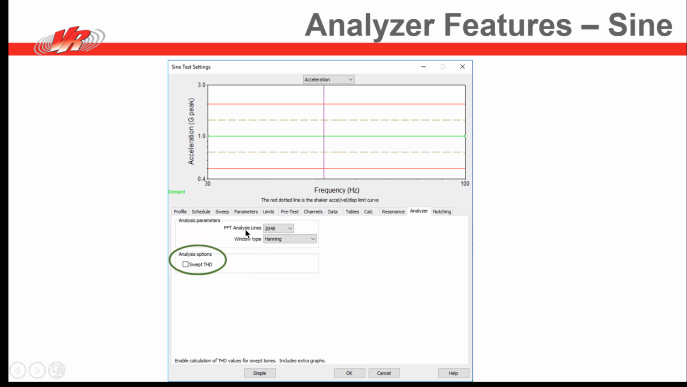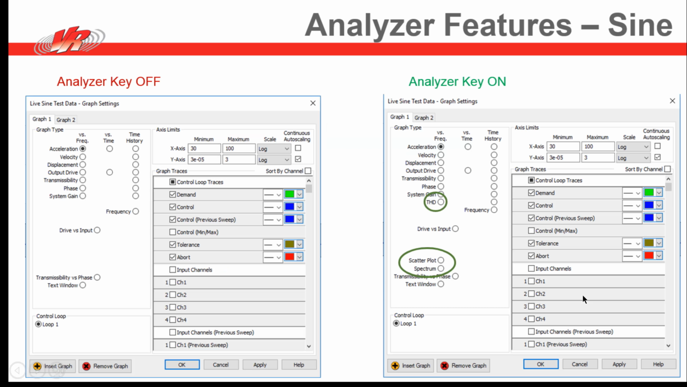The other thing that's important is how many analysis lines you've chosen. And a little later in the presentation, we're going to run a test live and show you what happens when this value is not very high. But the Analyzer tab is the new tab that's available in the analyzer features in the sine testing.